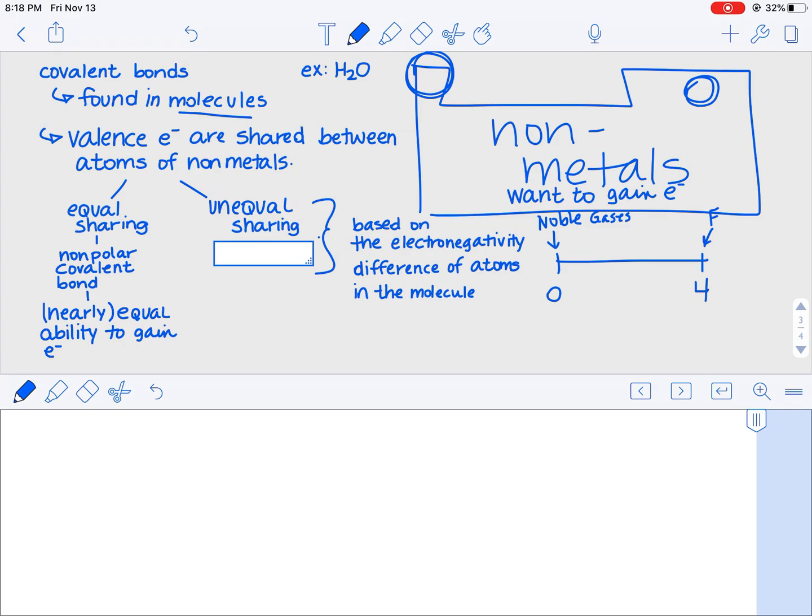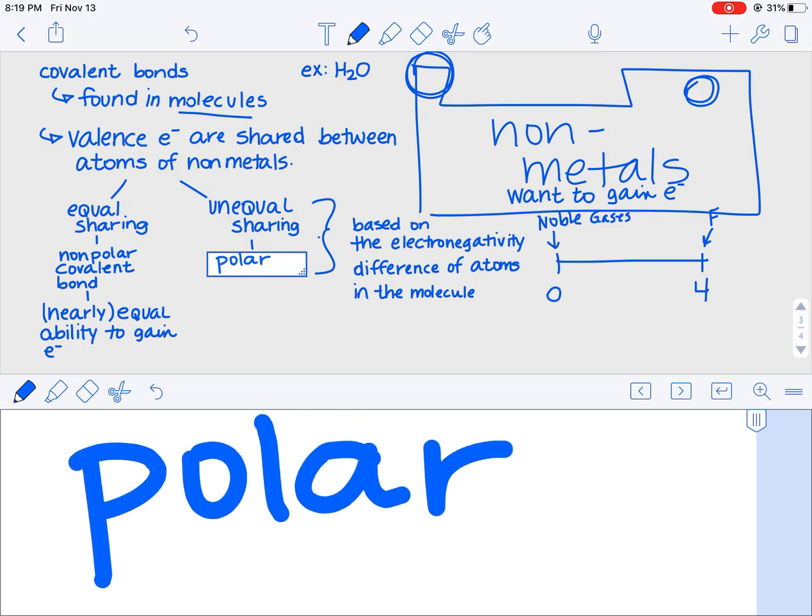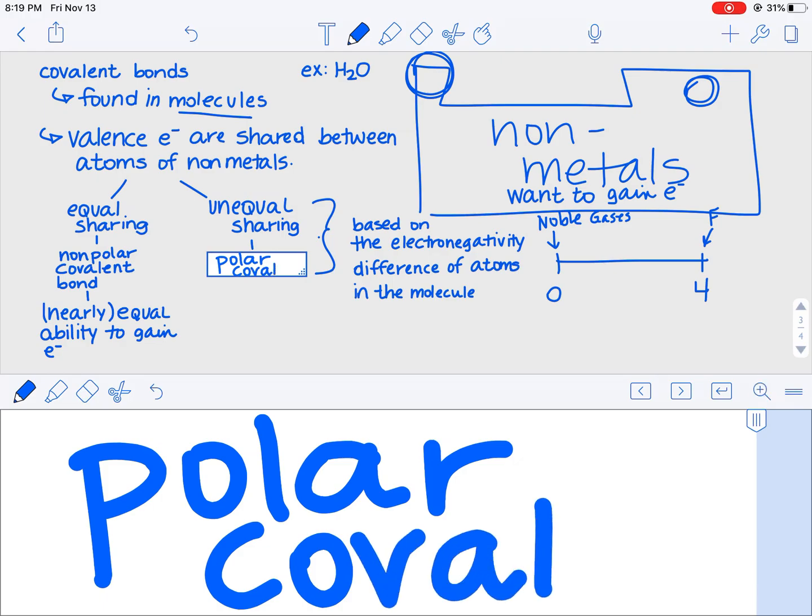If we have the scenario where one nonmetal is a much better gainer of electrons than the other, then we're going to have the scenario of unequal sharing. And that's referred to as a polar covalent bond.